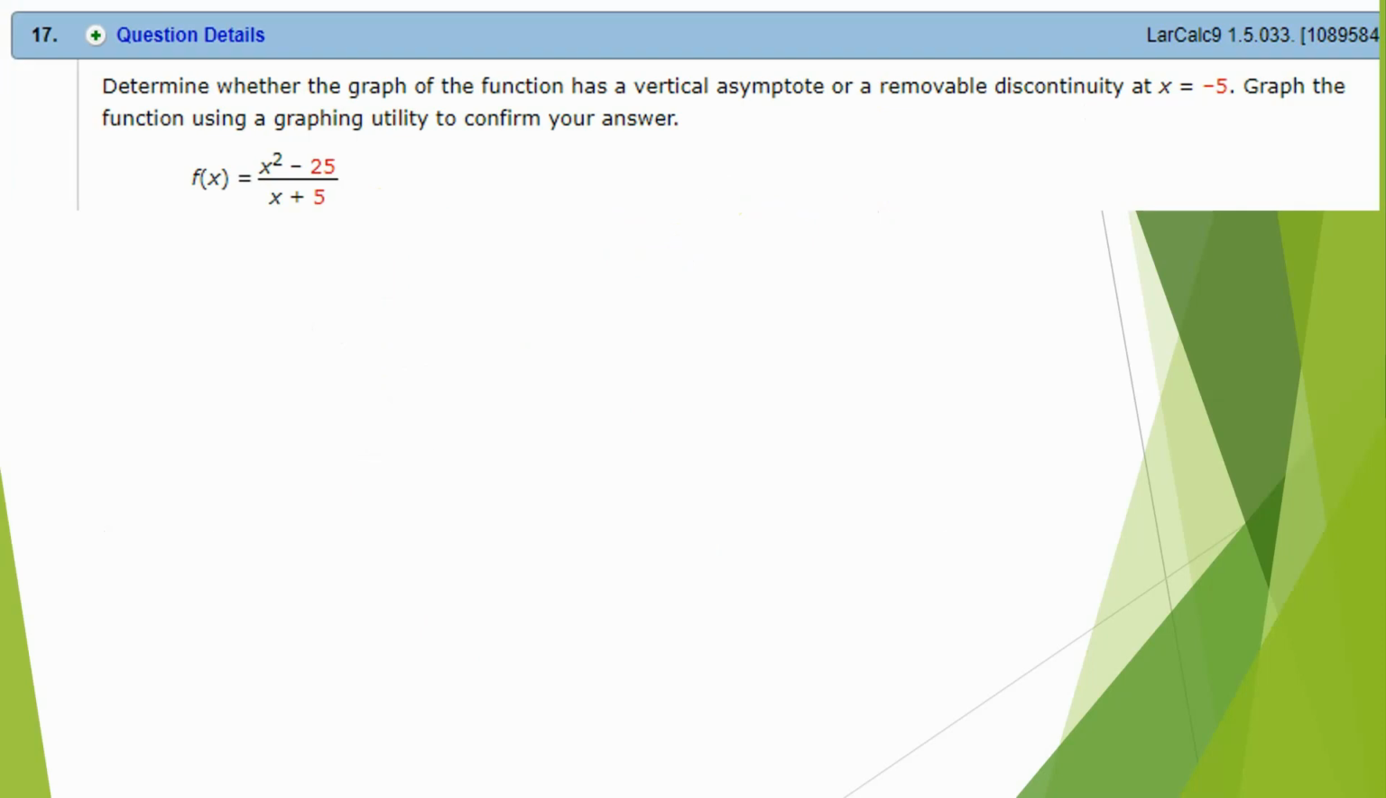17, determine whether the graph of the function has a vertical asymptote or a movable discontinuity at x equals negative 5. And then it says to graph the function using a graphing utility to confirm your answer. Well, can we factor this and cancel? This is x plus 5, x minus 5 over x plus 5. The x plus 5's cancel out, leaving only x minus 5. Since it canceled, it is removable. If it had not canceled, it would be a vertical asymptote.